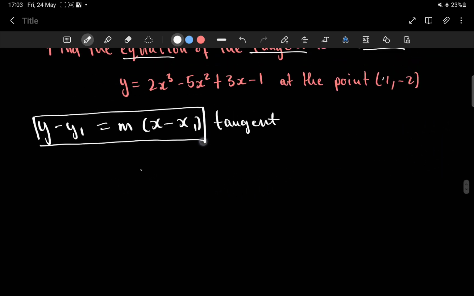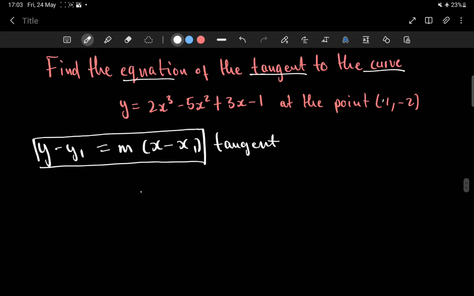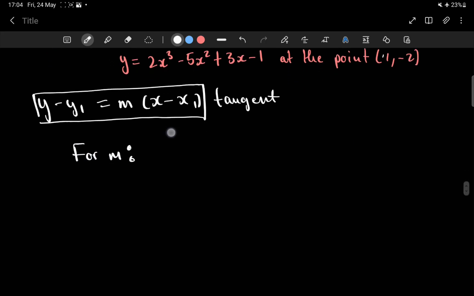So here's the one we're going to use. What is the equation? Here we're first going to need to get the gradient. Let's go ahead and find it. So this is our y. You say y is equal to 2x cubed minus 5x squared plus 3x minus 1. We need to find m, okay?